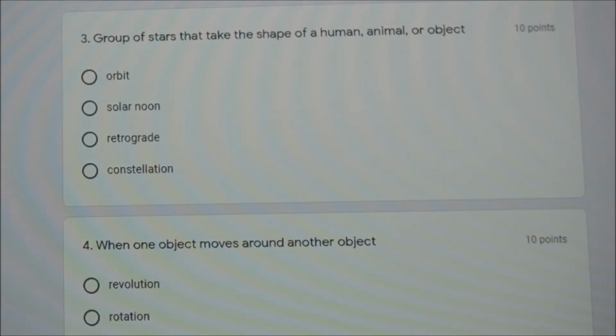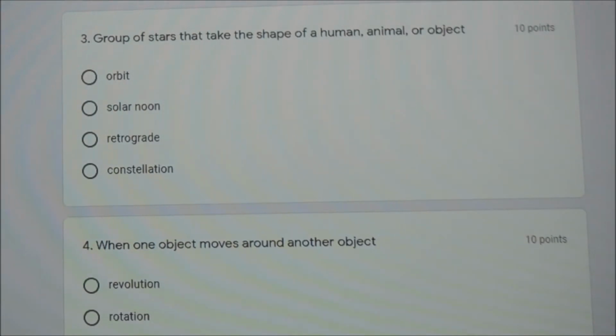A group of stars that take the shape of a human, animal, or object. Is that orbit, solar noon, retrograde, constellation? Group of stars that take the shape of a human, animal, or object. Is that an orbit, solar noon, retrograde, or constellation?